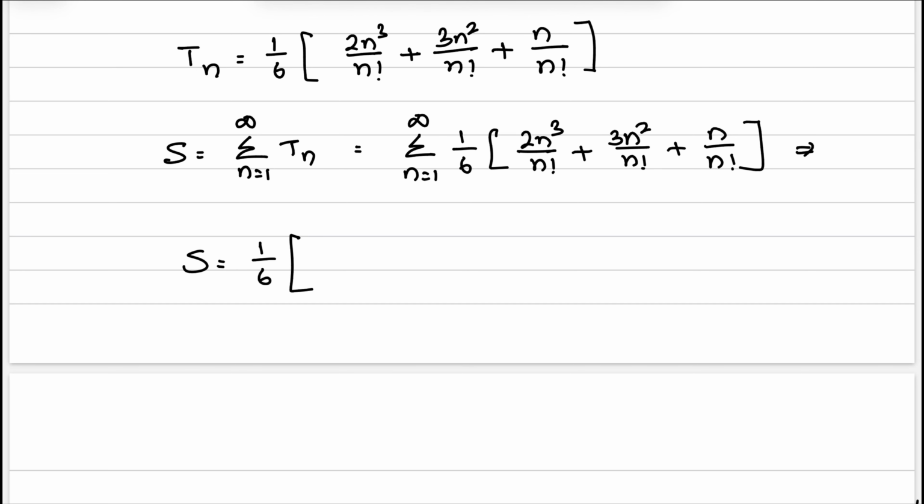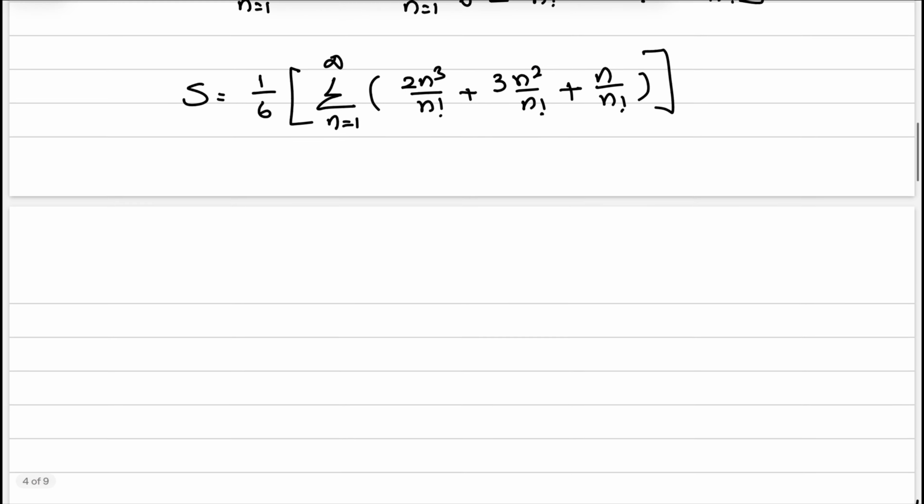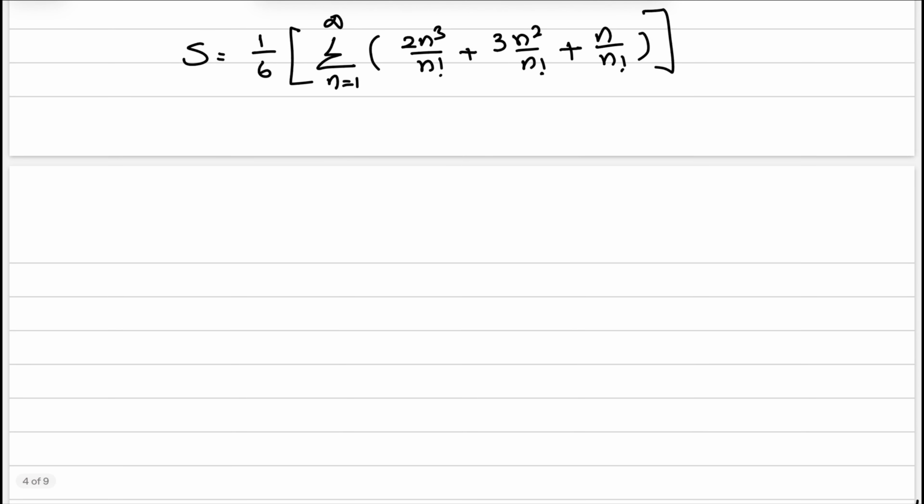sigma n equals 1 to infinity of 2n cube by factorial n plus 3n square by factorial n plus n by factorial n. This is the value. Now we have to calculate each of these values to find the sum.